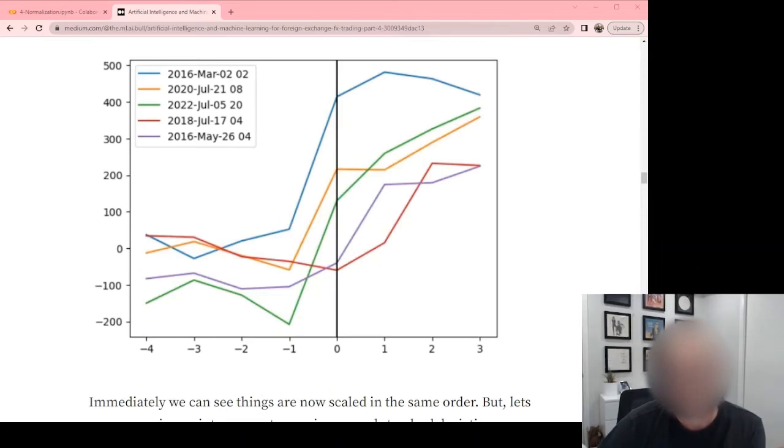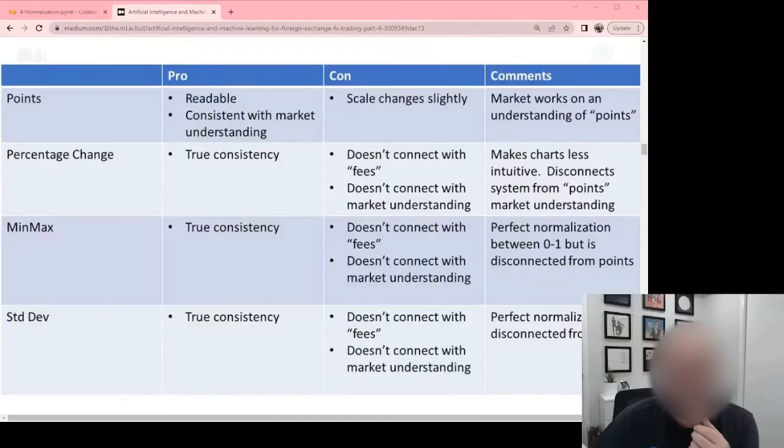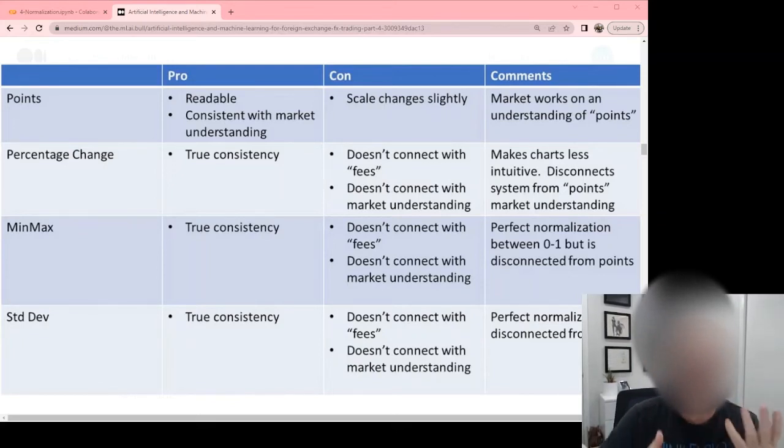But there are other techniques. When we normalize, there are different ways we could do it. We just did it with points here, and points is useful because the market works using these, or pips more accurately, but we'll do that in another video. And we normally set our take profits and stop losses using them. We'll talk more about these market dynamics in a future video.